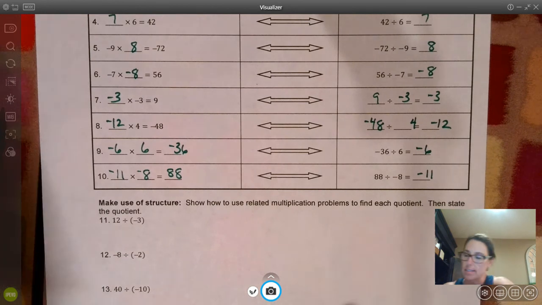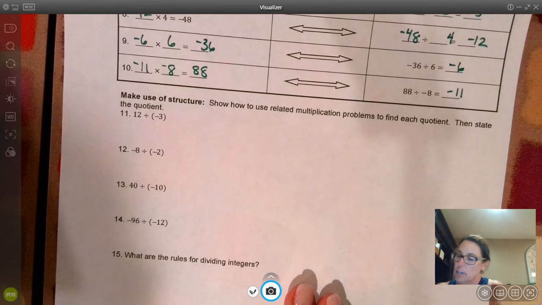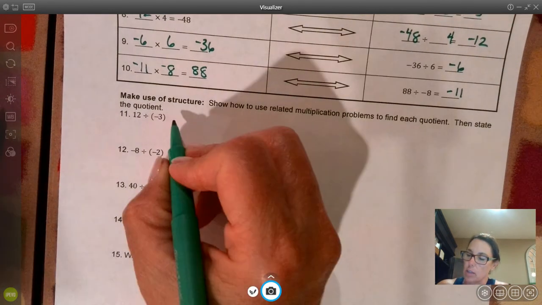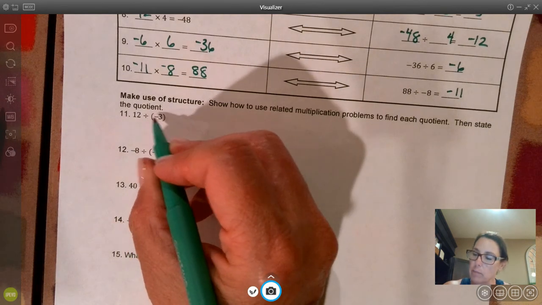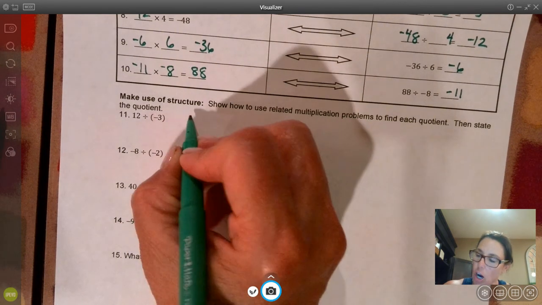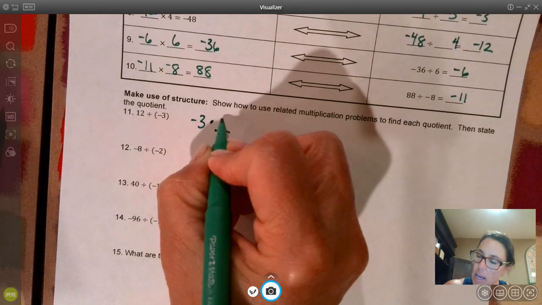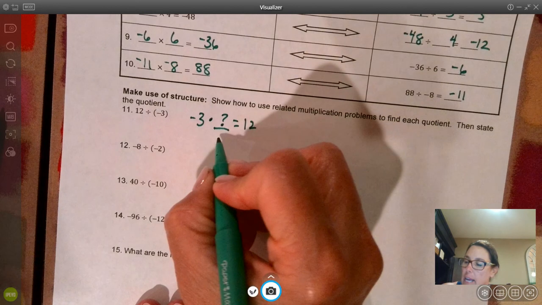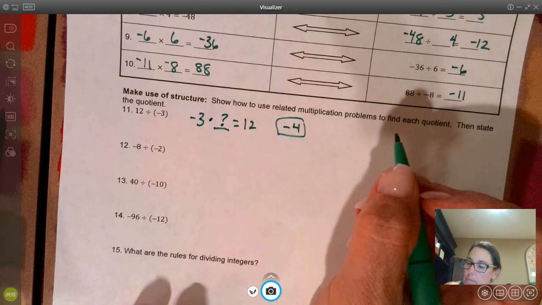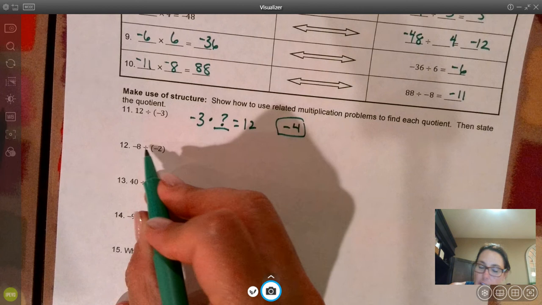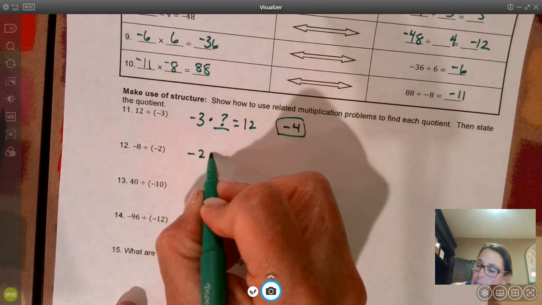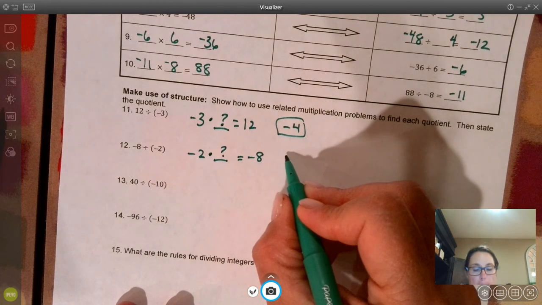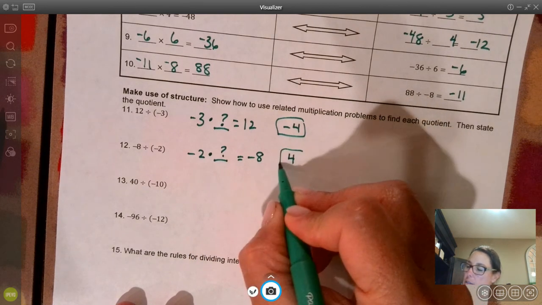These ones down here: show how to use related multiplication problems to find each quotient, then state the quotient. If 12 divided by negative 3, aren't we also looking at negative 3 times something equals 12? That would be a negative 4. For negative 8 divided by negative 2, doesn't that mean negative 2 times something is negative 8? Which is a positive 4.